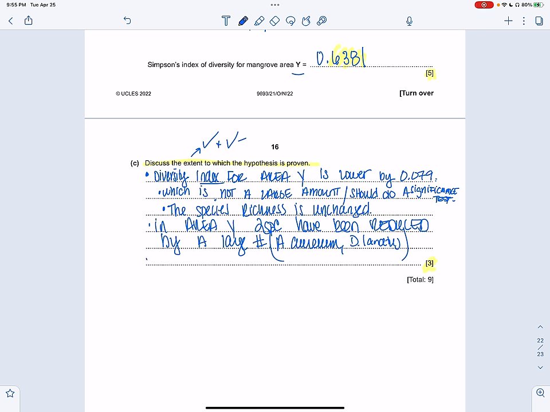All right, and all in all, there needs to be more tests in more areas. We could say more data needs to be collected.